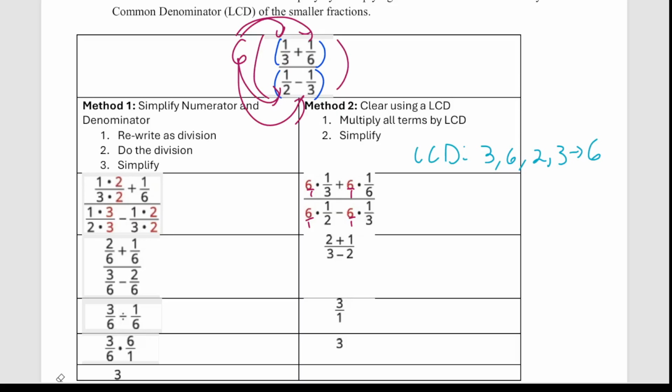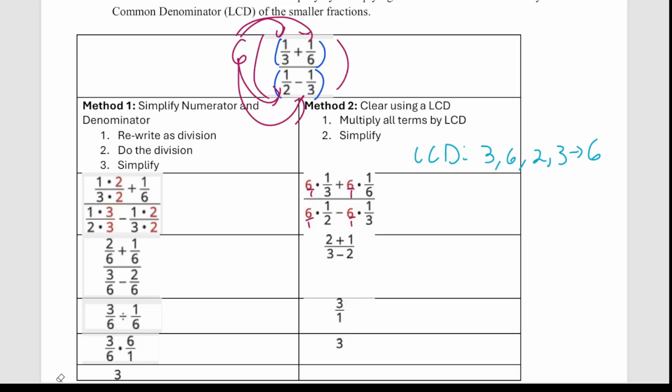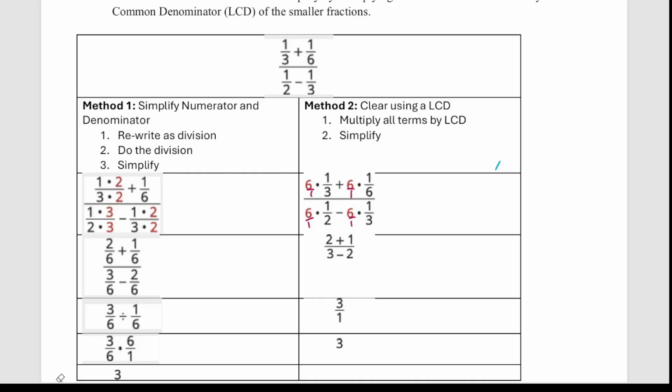So you notice whenever you did that, you actually have no more fractions within fractions left. You can go ahead and just add those numbers on top, add those numbers on the bottom. 2 plus 1 is 3. 3 minus 2 is 1. 3 divided by 1 leaves you with 3. So if you can notice the least common denominator between all of the terms, that's going to be a faster way of solving these problems.